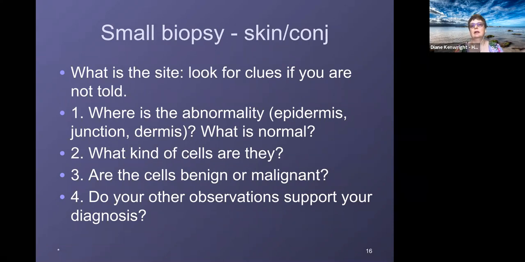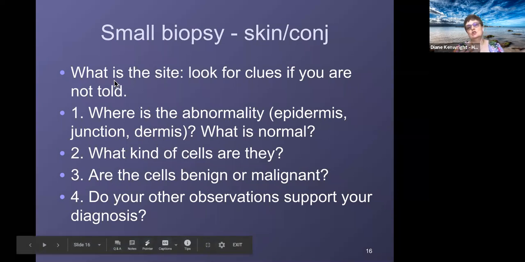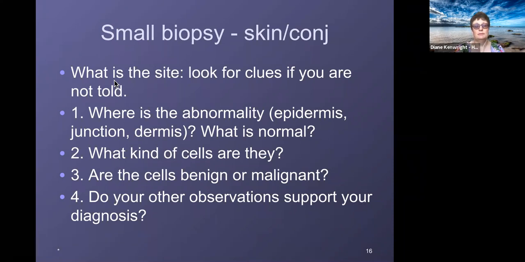Right, so fortunately, looking at small biopsies from the skin and conjunctiva is simpler. Right. So the first thing you need to determine is what is the site. So look for clues if you're not told. It's important to be able to recognize the difference between skin and conjunctiva histologically. They are quite different, and I'm sure you've done the histo paper and can tell me lots about goblet cells in conj and skin adnexa in skin. If not, when we do this in week 3, then I'll run through that with you.